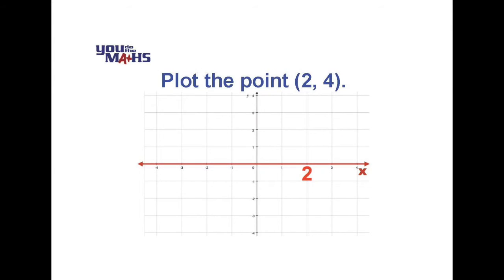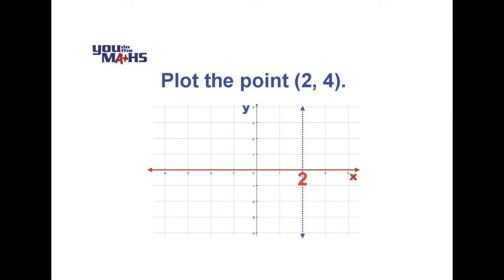The first thing that we do is identify where 2 is on the horizontal axis. You can see here we've shown that in red and labelled it as the x-axis. So we find the position of 2, just like you normally would on a normal number line. Now what we're going to do is move in a vertical direction to find the value of 4. And you can see here we've indicated that with a blue dotted line. So we move across horizontally to 2.